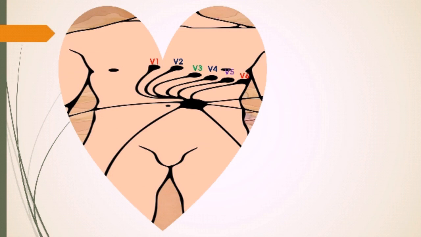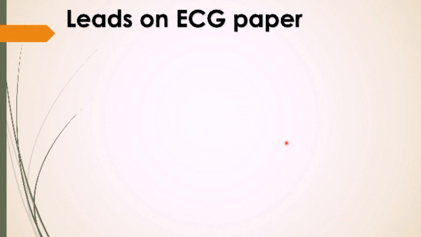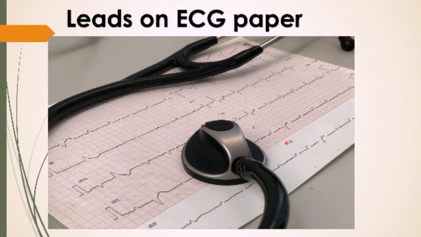And the center of all the remaining chest leads is called Wilson's central terminal. Good. And these are the 6 chest or precordial leads. So guys, you cannot see the leads physically. You only see them on the electrocardiogram or ECG paper when it is printed out. So it will look like this.